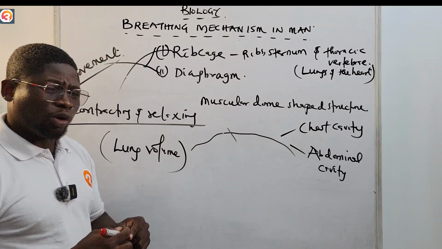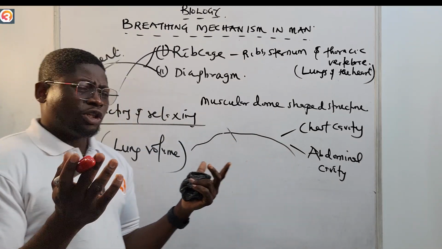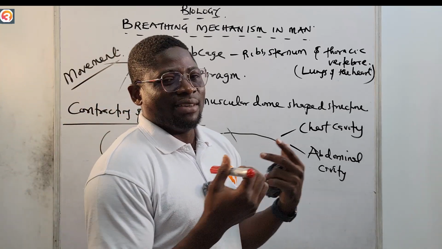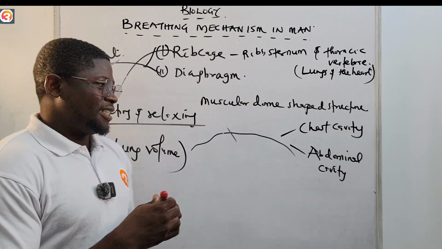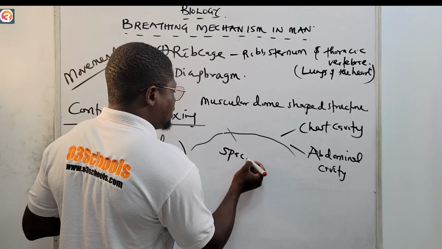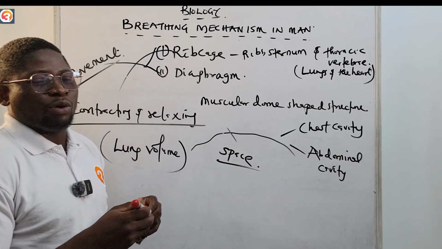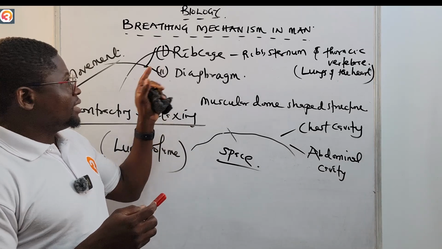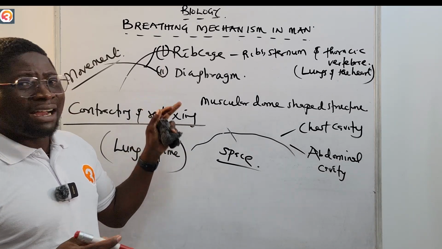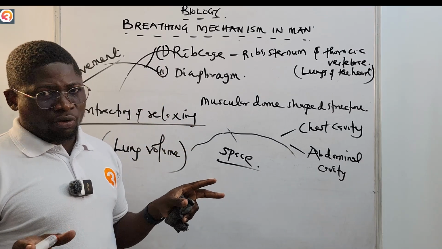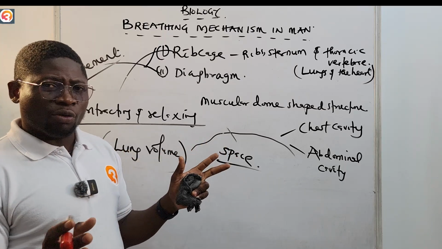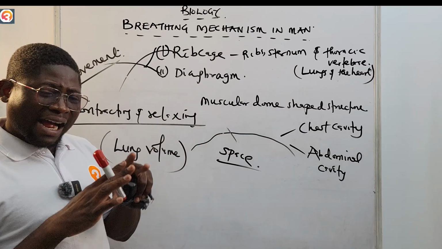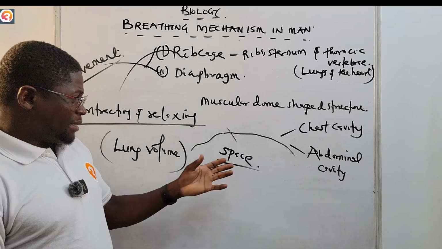Now, for us to be able to breathe in, there must be space inside our chest cavity. It is this rib cage and this diaphragm that will create that space. That space is not there ordinarily, but for us to be able to breathe, the diaphragm and the rib cage have to create the space, especially the diaphragm.